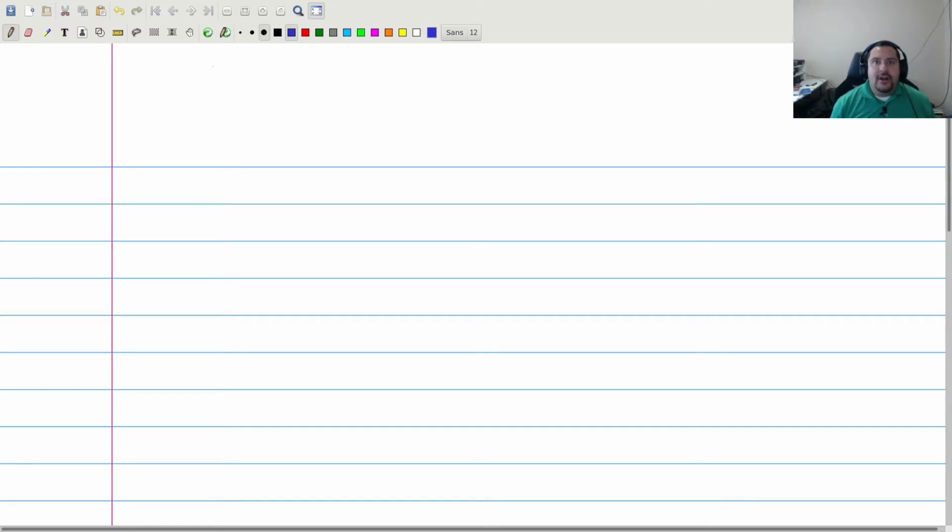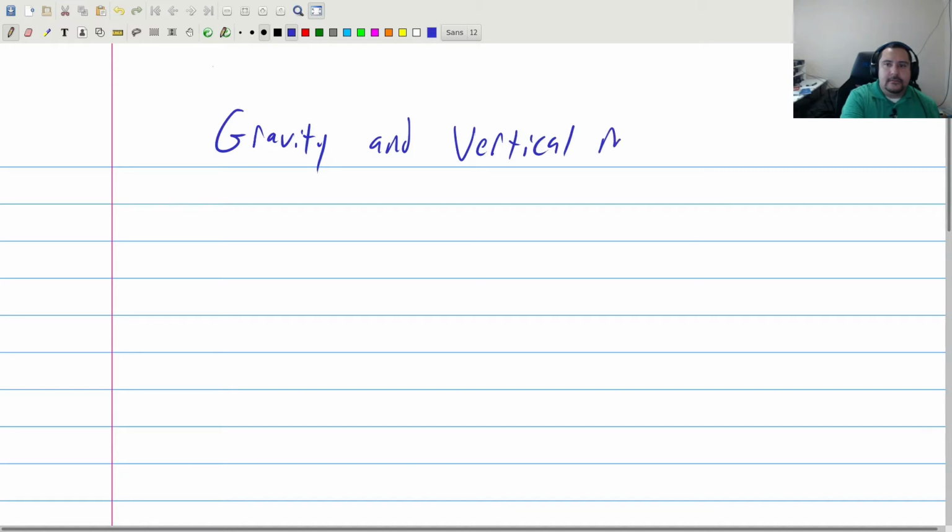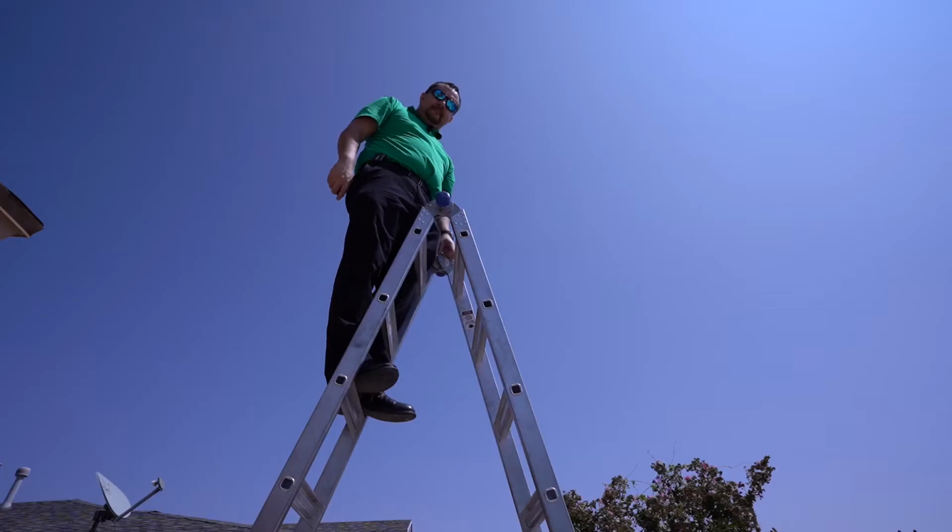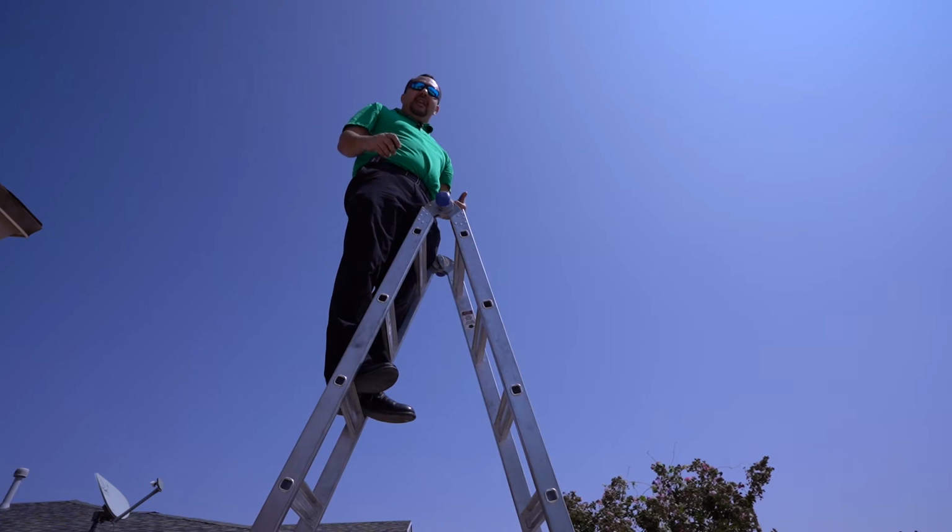Well, aloha everyone. Today we're going to talk about gravity and vertical motion. When objects are in free fall on Earth, they accelerate at a rate of about 9.8 meters per second per second.